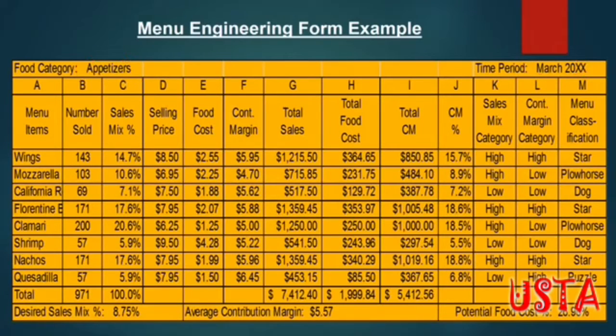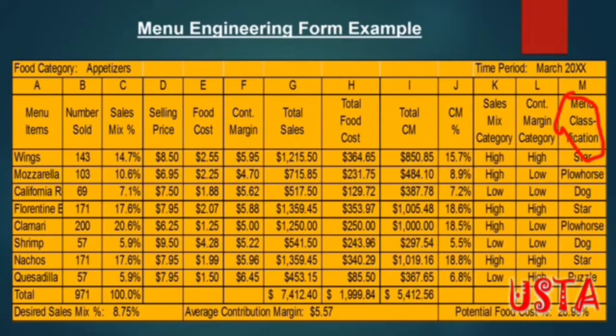We would also want to put in the number sold for that time period, March, how many of each one we sold, and we also need to know our selling price from the menu of these items, as well as each item's food cost. That's the information we need to know. Once that has been done, calculations are carried out to get the rest. And then once we have that information and we classify them down here, we can then do something with it.